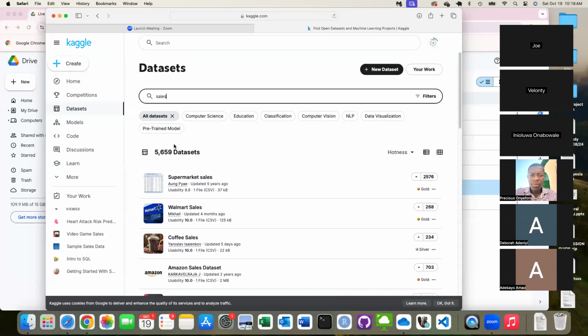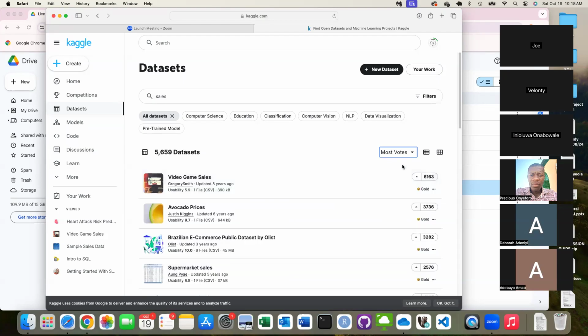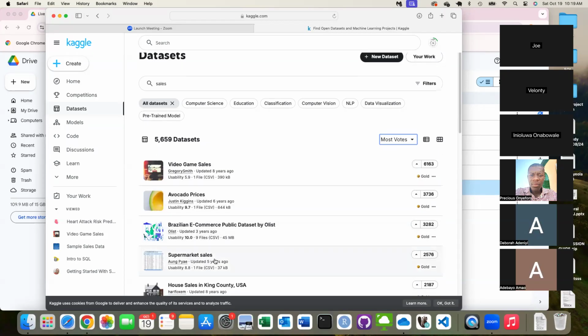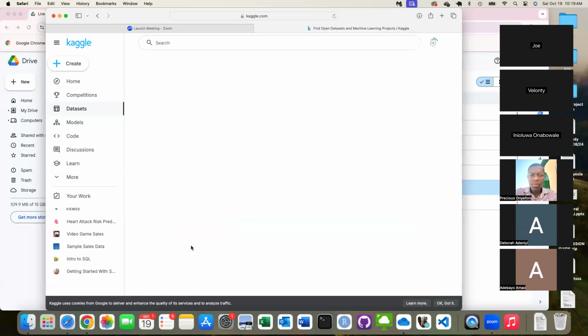Sales. So how do you know if a dataset is great or not? You can filter by hotness or most votes. I usually use most votes, which means people really said the data was good. And if I want to download data, I try to pick data that has just one or two files. When it has multiple files, it's complicated. So let's just download this random supermarket data and see if it's good data.